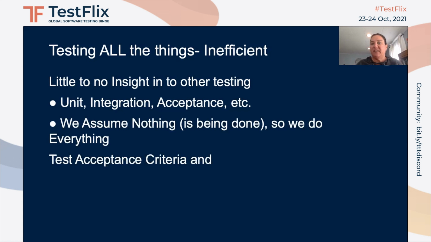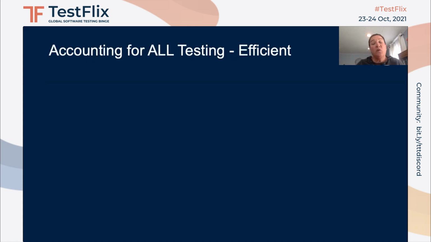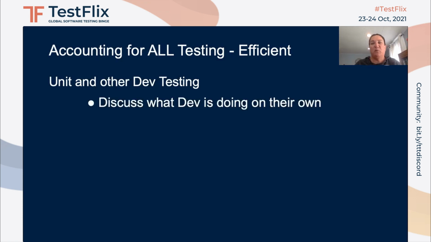Sometimes we test the acceptance criteria as one of the first things that we do when we get a story that's complete. And then another thing that we might do is we run our non-automated scripted tests first. So the way that we counterbalance that or address that is that we become efficient. We look at all of the testing and we assess all of the testing that's happening within our team and not just what the QE, QA, or testers are actually responsible for.